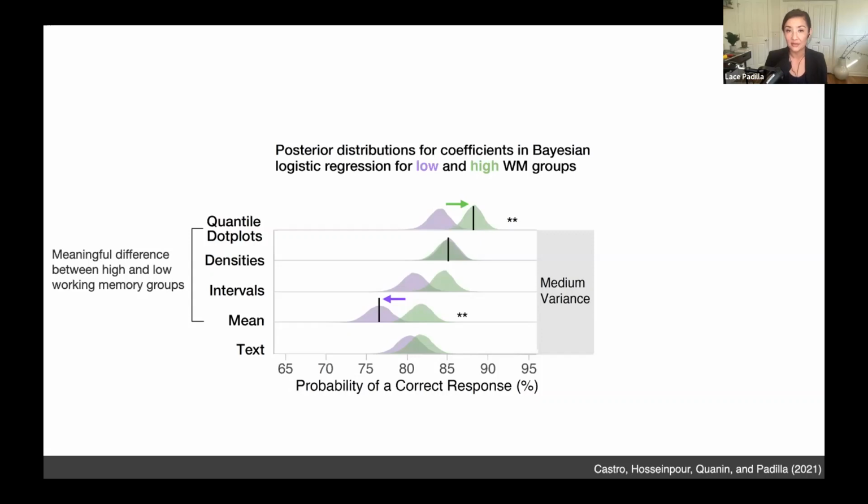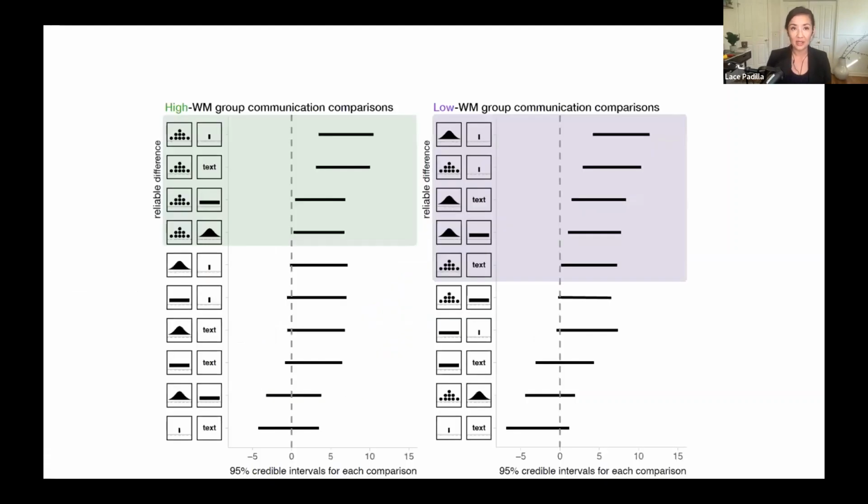Now, I'm going to show you the same data, but I'm going to compare the different groups directly so you can get a better sense of this. Okay, on the left, we have the high working memory group, and on the right, the low working memory group. And I'll just highlight these here. What this plot is indicating is that the quantile dot plots were meaningfully better than the mean, the text, the intervals, and then the density plot if you had high working memory. So if you had high working memory, the quantile dot plot is the way to go.